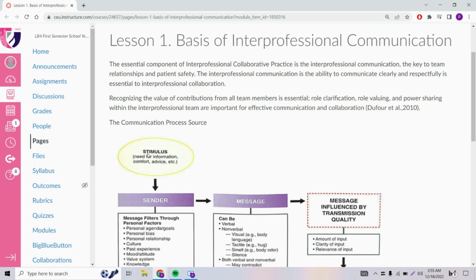Now, it would all begin, class, with a stimulus. When you say stimulus, you're going to need a source of information. Magtatanong ka, you're going to ask, you're going to comfort, you're going to advise. Let's say there's a problem. Let's say may problem kayo sa patient. The patient told you na I'm suffering from diabetes. Can you not take blood from me anymore? So the patient would now be the sender.